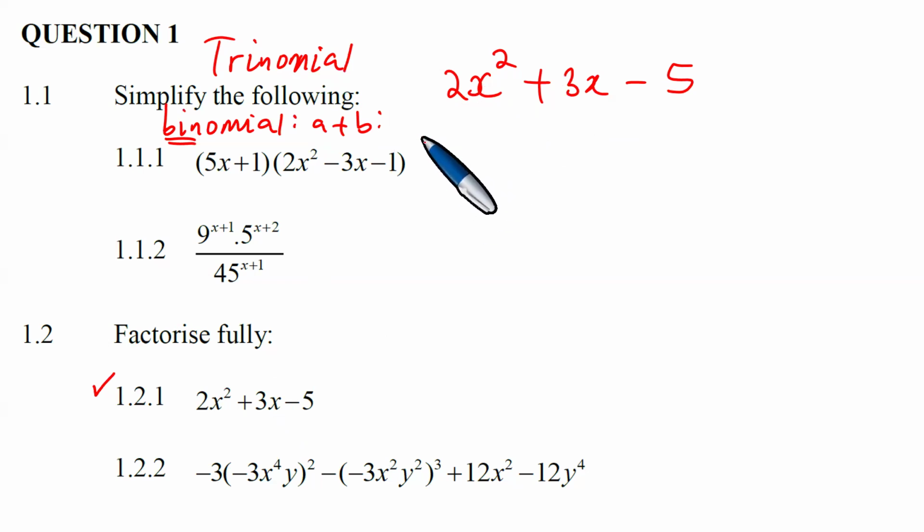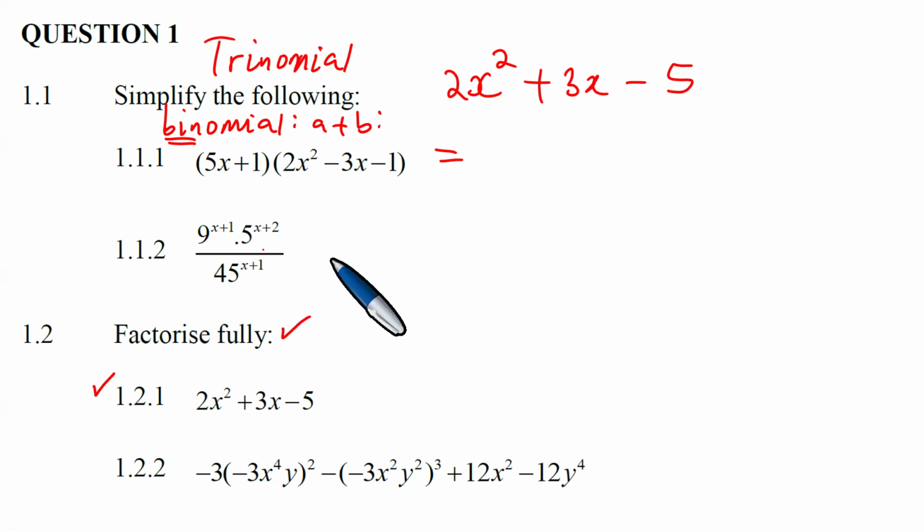So now, Paul, how do we factorize this one? Because we need to factorize fully. We need to make sure that we leave no stone unturned, but we factorize everything. So what do we do here, Paul? What is your first step? 2 open brackets and then x. 2 open brackets. Good. Yes.